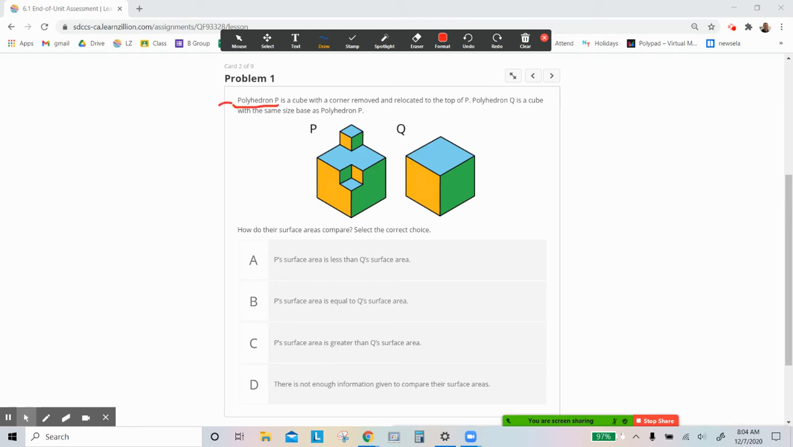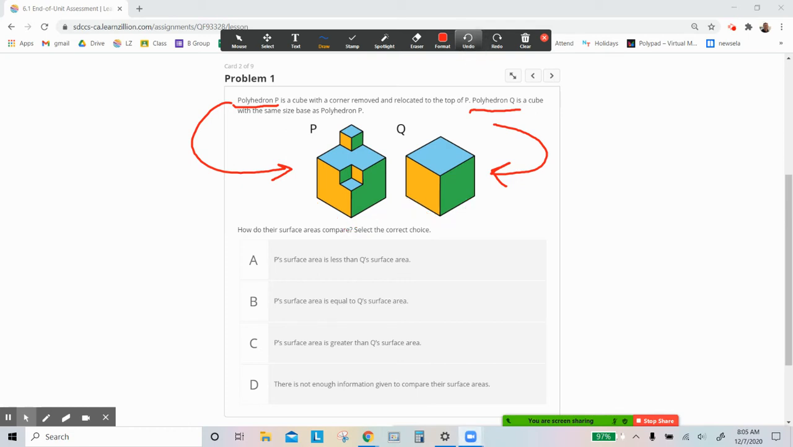Polyhedron P, we're talking about this shape. Polyhedron Q, we're talking about this shape. And polyhedron P has the cube removed from the corner and relocated on top. So that's what they're talking about. Polyhedron Q has the same size base. So that just means that the bottom square is the same size as this bottom square.